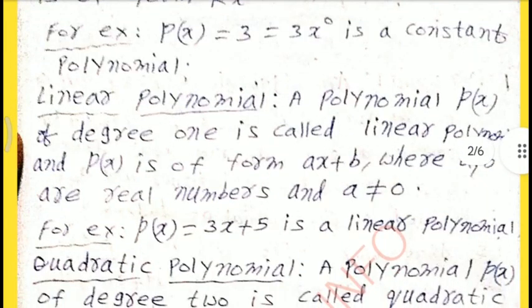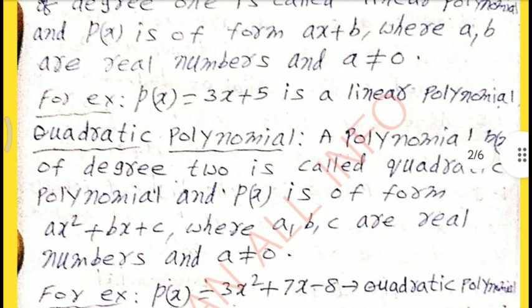Next one, linear polynomial. A polynomial p of x of degree 1 is called linear polynomial, and p of x is of form ax plus b, where a comma b are real numbers and a is not equal to 0. For example, p of x is equal to 3x plus 5 is a linear polynomial.